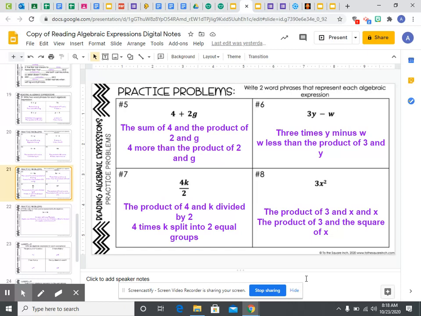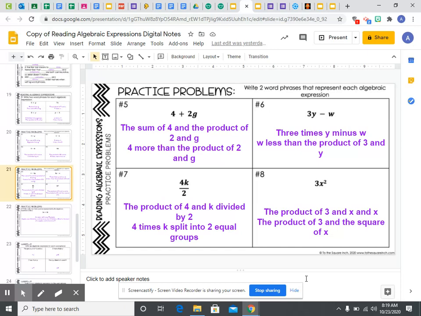Okay. On number 6, we did 3 times y minus w. I did that one. There's also w less than the product of 3 and y. Anybody have anything different? Nope. You can also do w less than 3 times y, or you can do the product of 3 and y minus w. Any of those would work. Those are just a few examples.